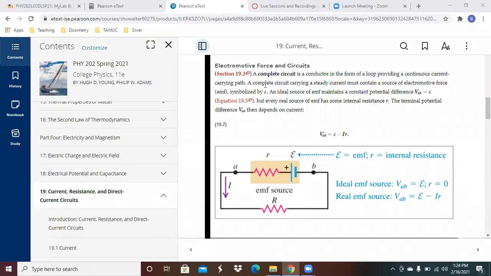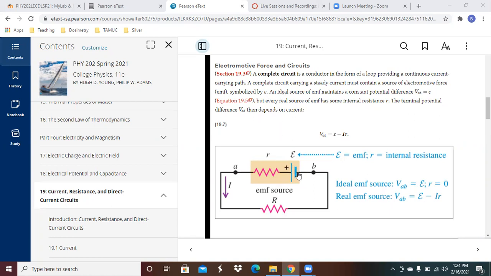This lecture will be over Chapter 19, Section 3. We're going to discuss electromotive force as well as circuits. So a complete circuit is going to be a conductor in the form of a loop, providing a continuous current carrying path. So you can see the entire path here in which an electric charge would follow. The complete circuit carrying a steady current must contain a source of electromotive force, or EMF, symbolized by epsilon.